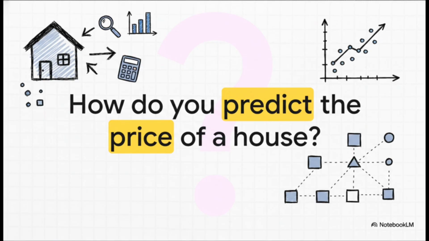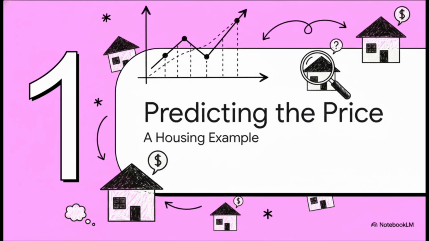All right, let's ground this in reality. How in the world would you predict the price of a house? I mean, there's so many factors, right? The neighborhood, the number of rooms, the year it was built. It can feel completely overwhelming. But what if there was a simple mathematical way to find a pattern in all that data to do the heavy lifting for us? So that brings us right to our first section, predicting the price.